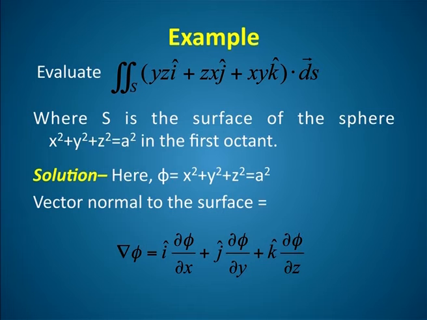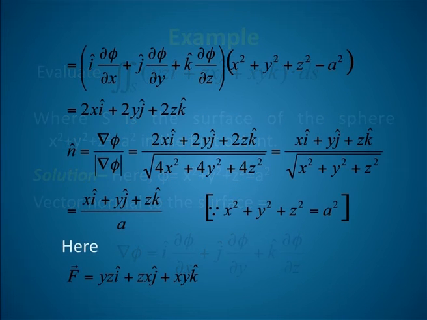The vector normal to the surface can be obtained by finding the gradient of phi. The surface phi is given by x square plus y square plus z square minus a square. Its gradient is i del phi over del x plus j del phi over del y plus k del phi over del z. This gradient becomes 2x i plus 2y j plus 2z k, and n cap becomes grad phi upon modulus of grad phi, that is equal to x i plus y j plus z k upon under root x square plus y square plus z square, but x square plus y square plus z square is equal to a square.